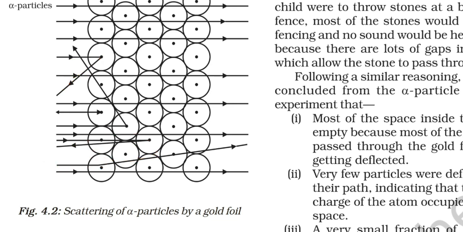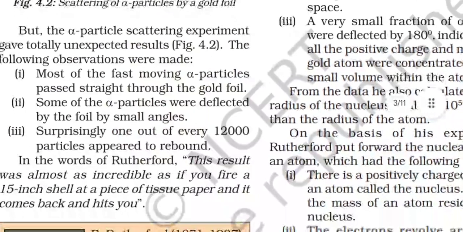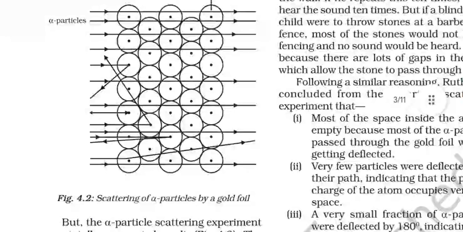Okay, third point, surprisingly 1 out of every 12,000 particles appeared to be rebounded. So from these, some particles rebound, meaning they come back in the same direction, at 180 degrees. Okay, so these are the observations which Rutherford found after the experiment.